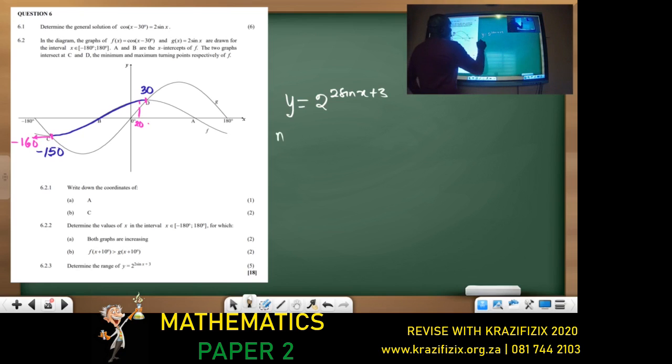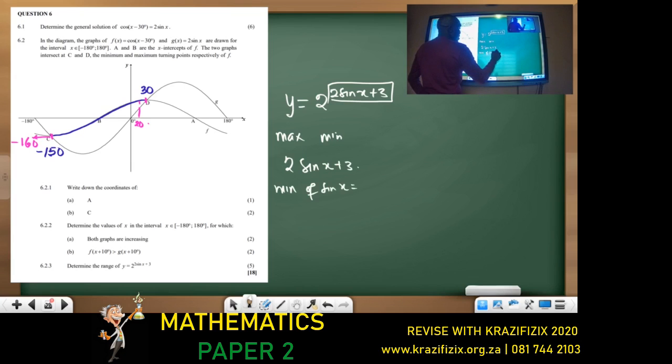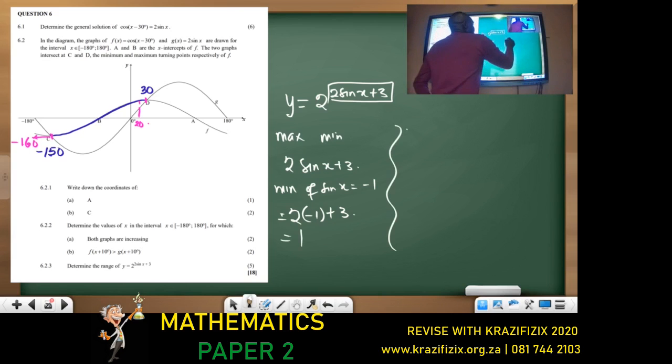I'm going to need my maximum value and my minimum value, but I'm going to work with this. Let's work with this: 2 sine x plus 3. What is the minimum value of sine x? Minimum of sine x, if you remember the graph, it is -1. So what are we going to have? 2 multiplied by -1. That's the minimum value. 3 minus 2 would give us what? 1. That's the minimum.